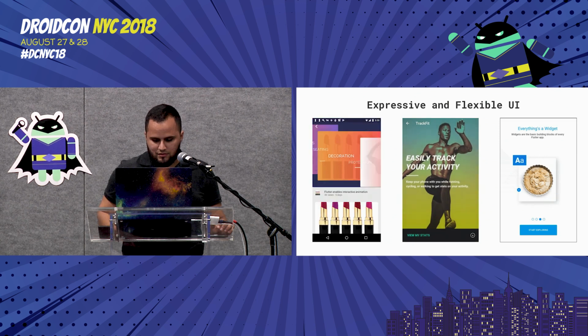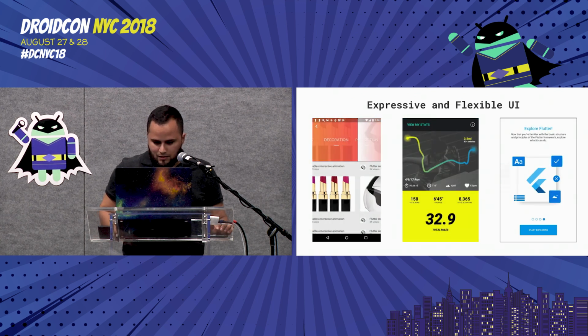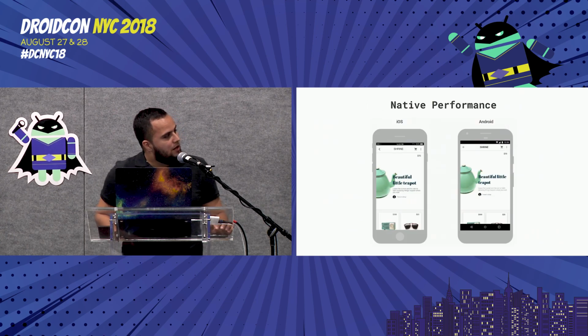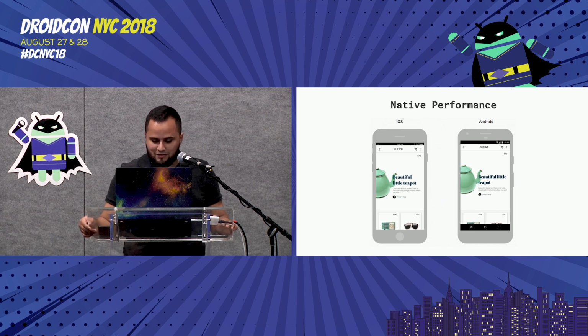Custom animations, as you can see, for example the app in the middle, the stats, all is custom. And even better, Flutter respects all the iOS or Android, let's say, native components. For example, on the iOS one you see the back arrow, on Android it looks different. The beautiful little teapot adapts to the constraints. The font is different on the title of Shrine.